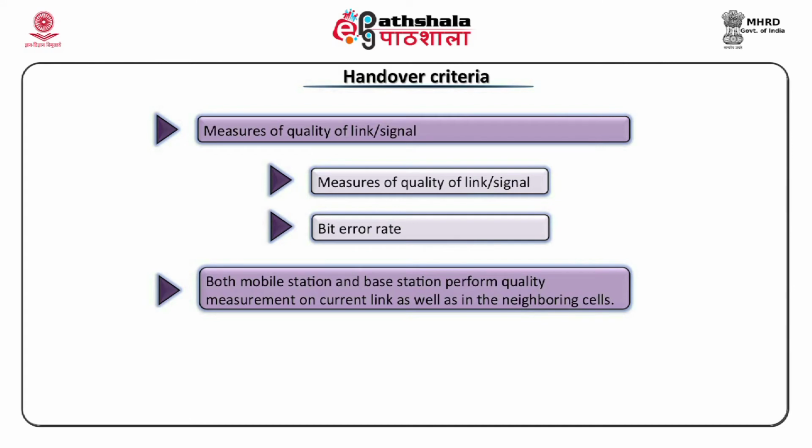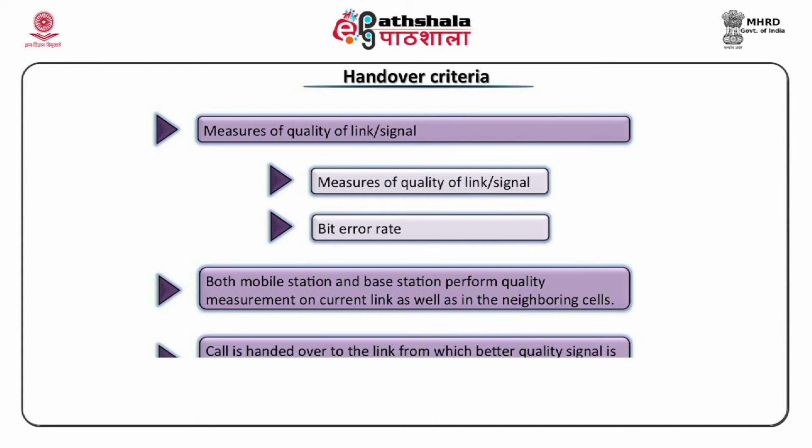Now, why do they want to do these measurements on both the links, that is on the current link as well as on the neighboring link? The answer is simple. From wherever they get the better quality, the call or the data transfer should be handed over to that particular link. So, what do the mobile station and the base station do?